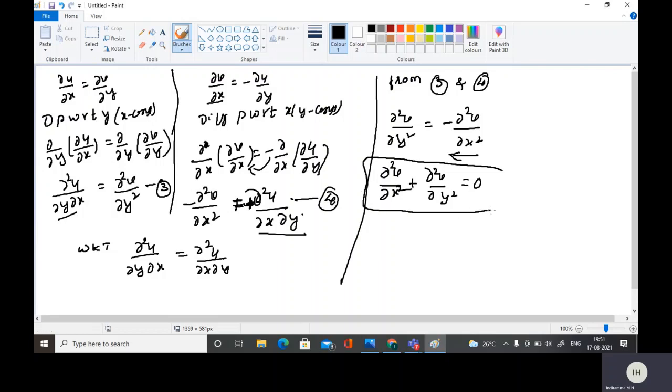This is the Laplace equation of v. So therefore our conclusion is that u and v satisfy the Laplace equations. Therefore, u and v are harmonic.